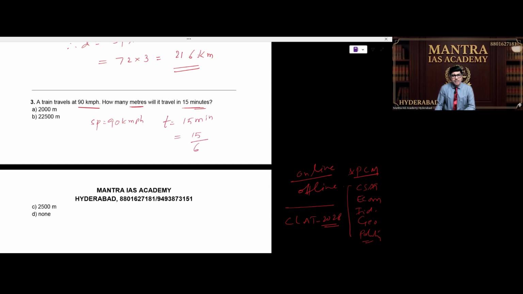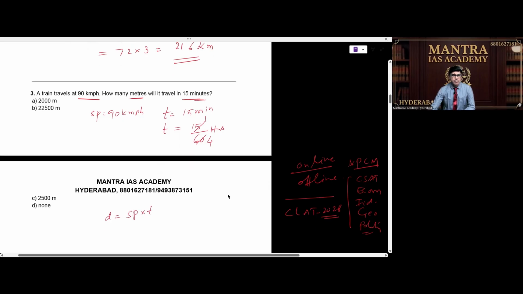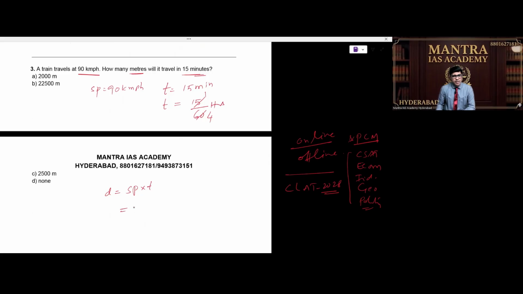15 by 60 hours, implies 15 ones are 15, so time is now 1 by 4 hours. Therefore, distance is equal to speed into time is the concept. The speed value is exactly how much, my dear? 90. Time is how much? 1 by 4.